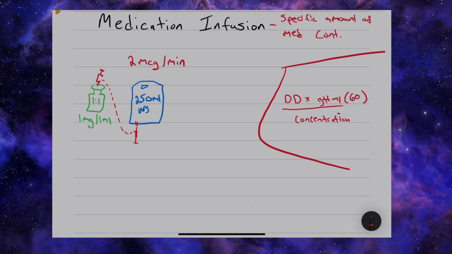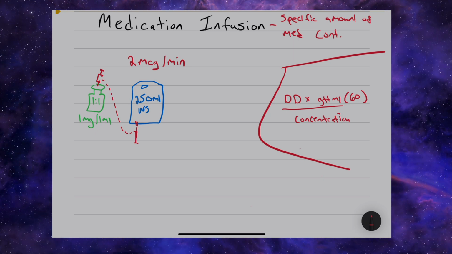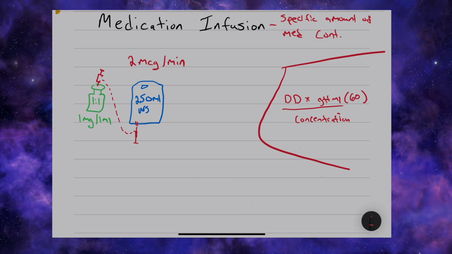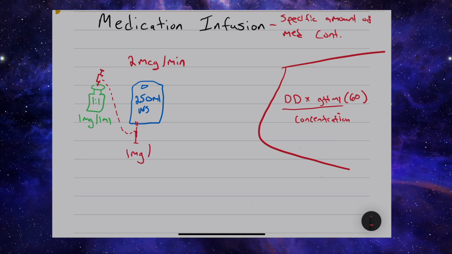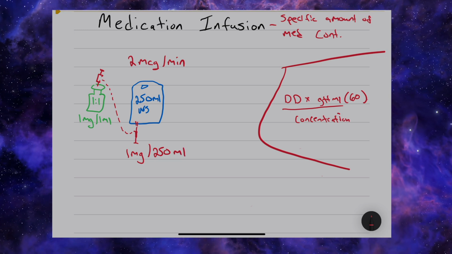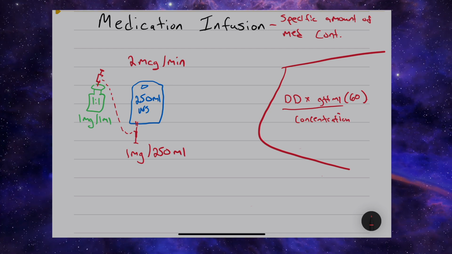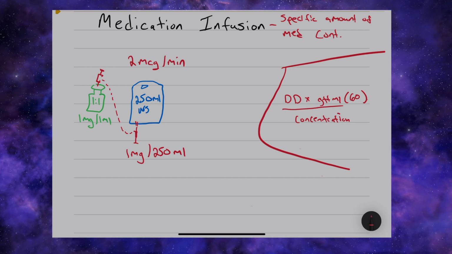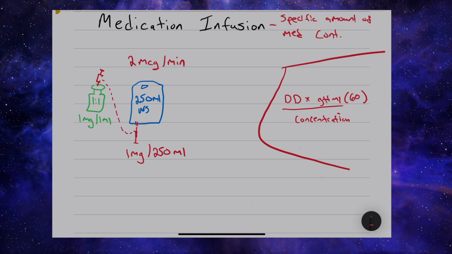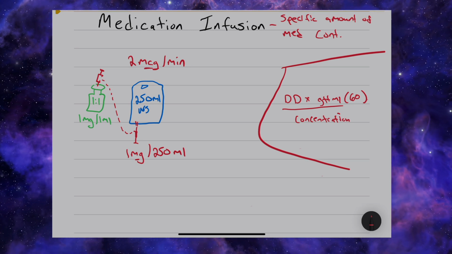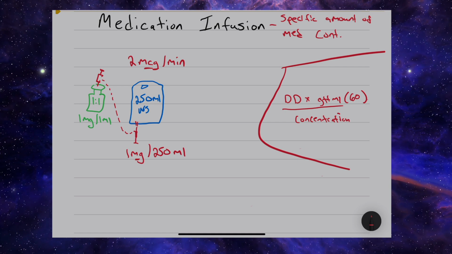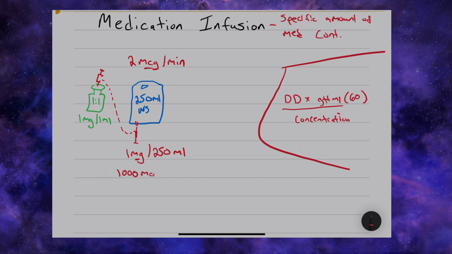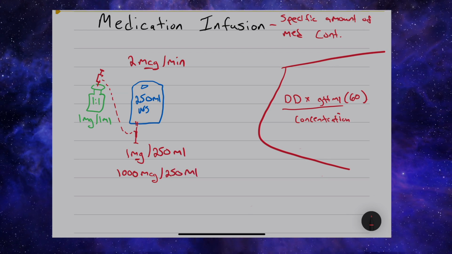And I'm going to inject that 1 milligram, 1 ml into my 250 ml bag of fluid. So the drug concentration of my medication now becomes 1 milligram in 250 mLs. One thing I hope you noticed right off the bat is that my drug concentration is in milligrams, but my desired dose is in micrograms. For this equation to work, I want to make sure that the mass units of my desired dose and my drug concentration match. So I'm going to convert this 1 milligram into micrograms to make it match. That's going to be 1,000 micrograms in 250 mLs.